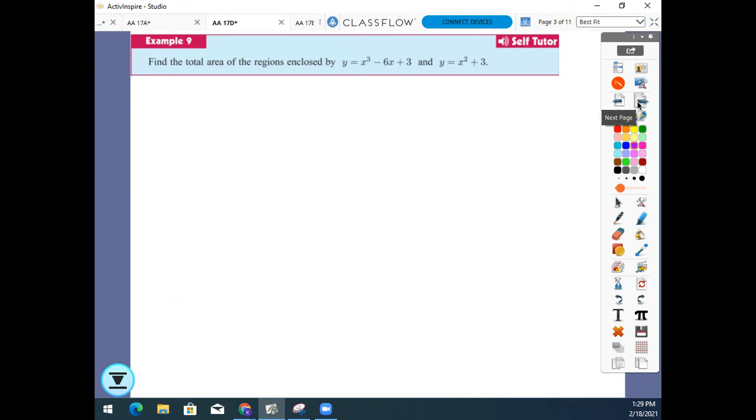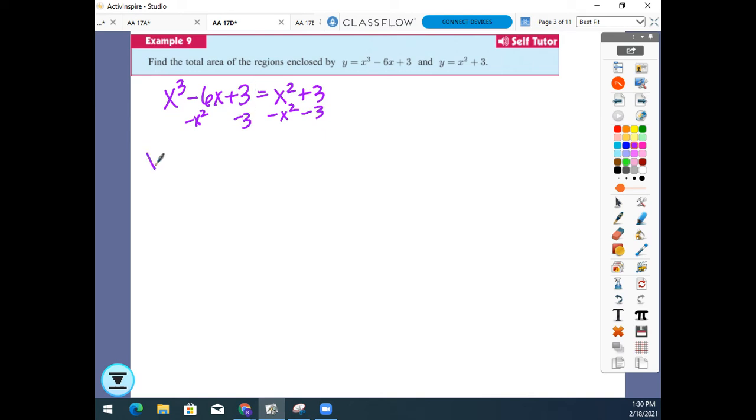All right, last problem. Find the total area of the regions enclosed by these two curves. All right, so the first thing I'm going to do is set them equal to figure out where they intersect. So I need to move everything over to be with my x to the third. I always like just having the degree positive. So I'm going to minus the x squared. It doesn't match anything. Minus the 3 from both sides.